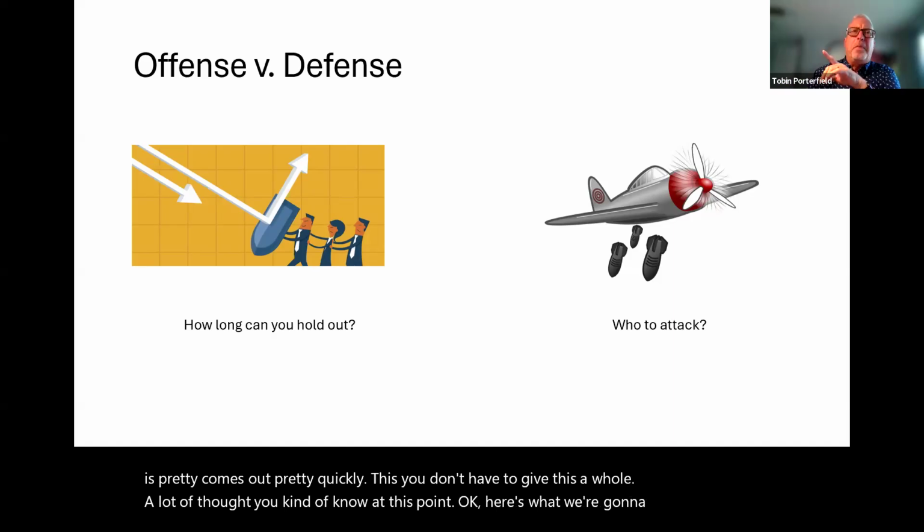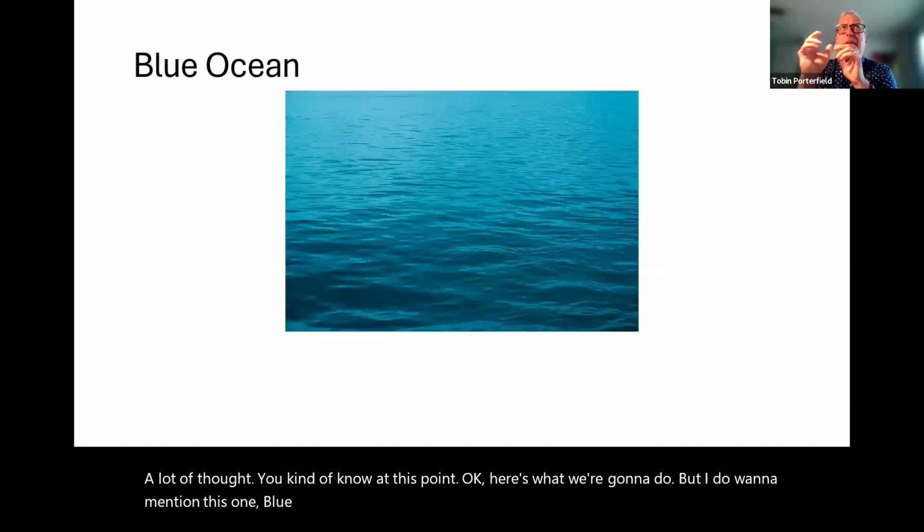But I do want to mention this one: Blue Ocean. The text mentions it, which is great. They go into it a little bit.